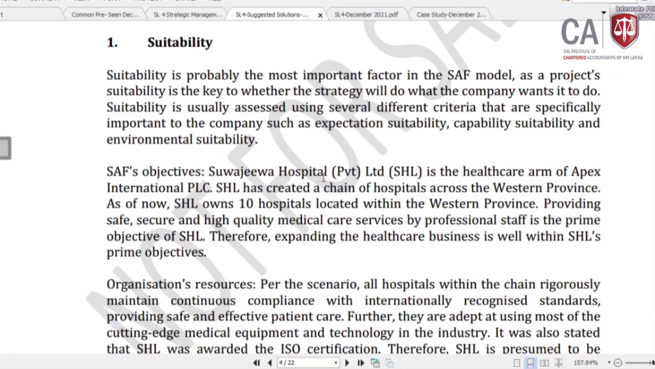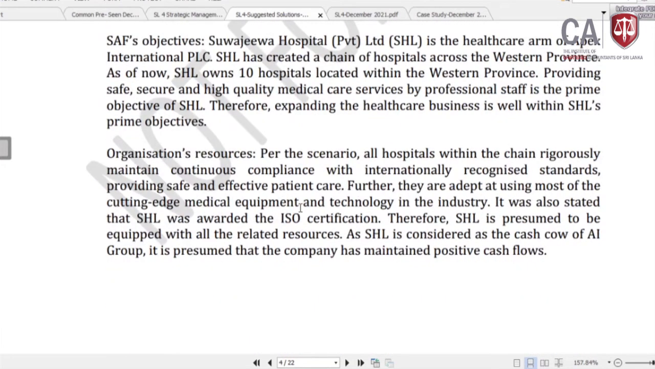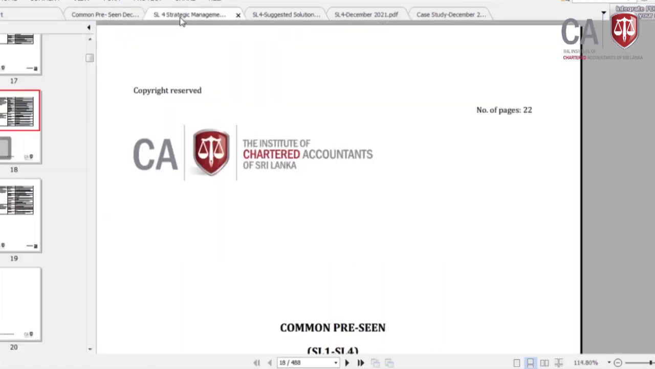Suitability. The first paragraph talks about the theory part, right. Then SAF objectives: the healthcare arm of Apex International PLC has created a chain of hospitals in the Western Province. As of now, it has 10 hospitals located in the Western Province. Providing safe, secure and high quality medical care services is the prime objective of SHL. Extracted from the question itself, no. Therefore, expanding the healthcare business is well within SHL's prime objectives. It is given, no.